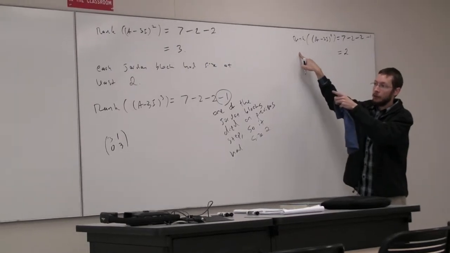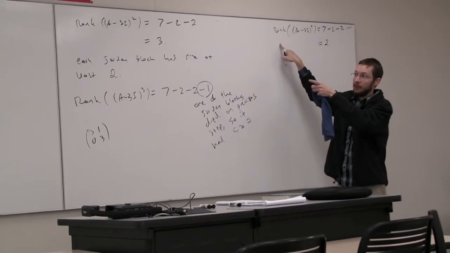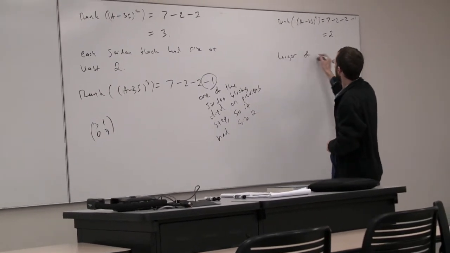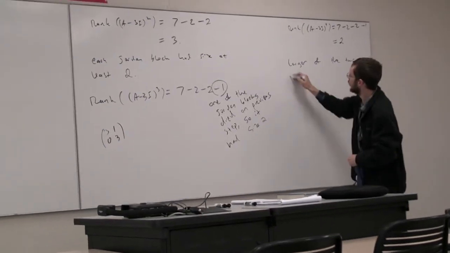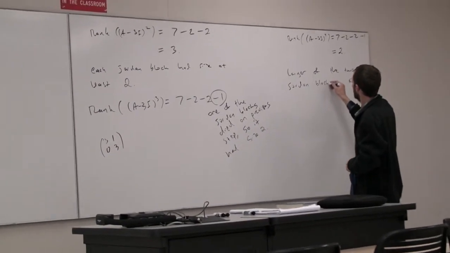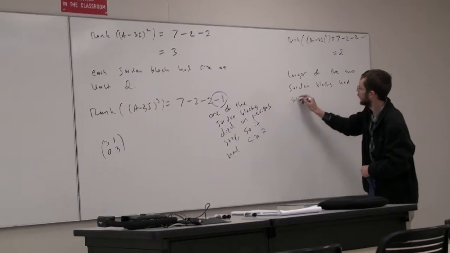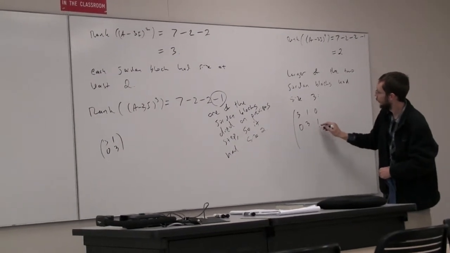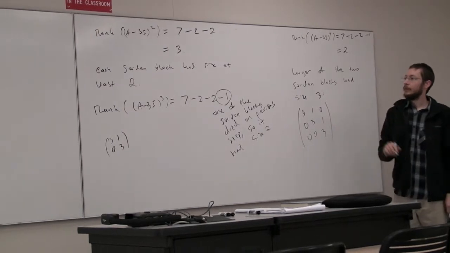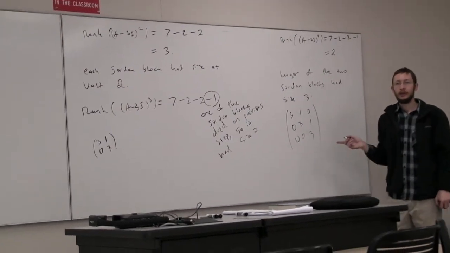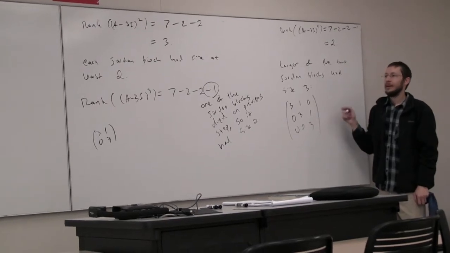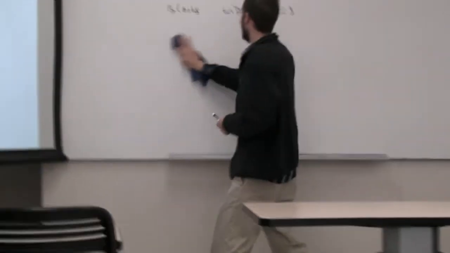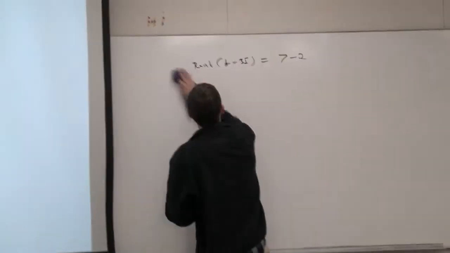the larger of the 2 Jordan blocks died on that previous step, and therefore the larger of those 2 Jordan blocks had size 3. 3, 1, 0, 0, 3, 1, 0, 0, 3. And there we go. We have discovered the 2 Jordan blocks associated with that eigenvalue 3. So much work, right? If you want to do this by hand, it's a pretty intense procedure.